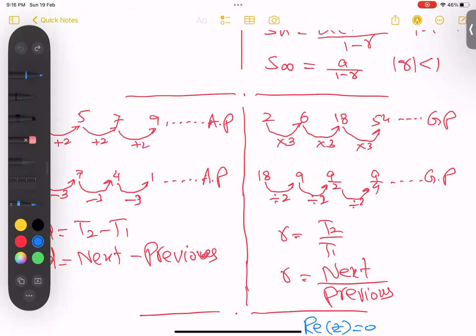For example, 2 times 3, I get 6. And 6 times 3, I get 18. 18 times 3, I get 54. This is called geometric progression. Or I can go with another option. 18 divided by 2, I get 9. 9 divided by 2, again divided by 2, I get 9 by 4. I hope the point is very clear.